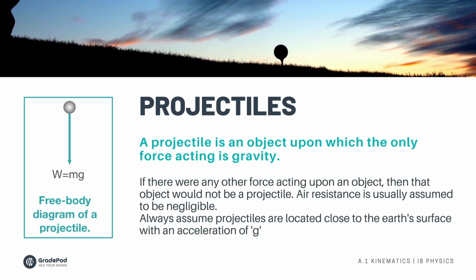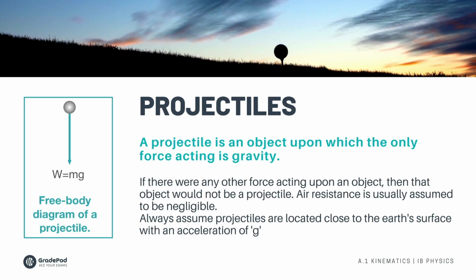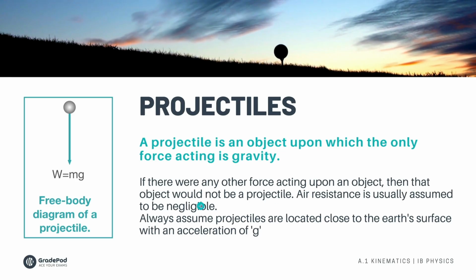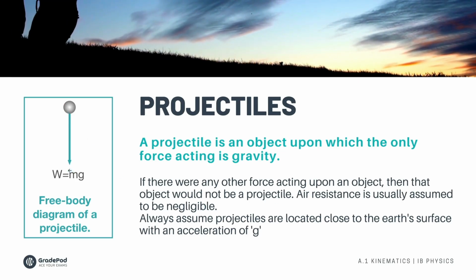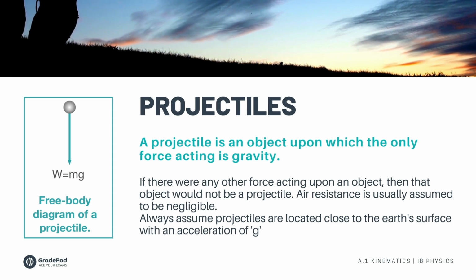So if you look above at the video here, we've got a person hitting a golf ball. And once that ball is in the air, and we assume no air resistance, the only force acting on that ball is gravity. There's only one force acting downwards, gravity. So that ball, again, assuming no air resistance, is defined as a projectile. If there were any other force acting upon that object, it would not be a projectile.